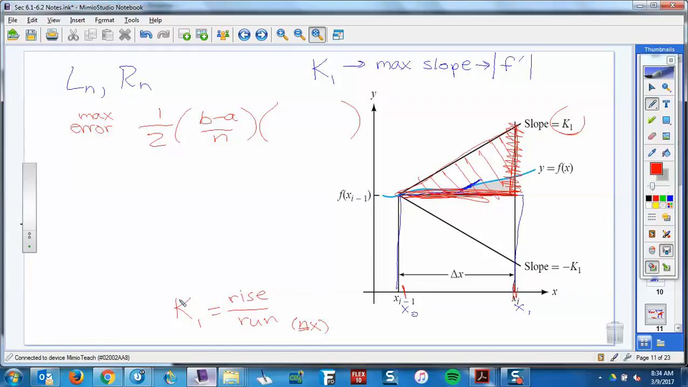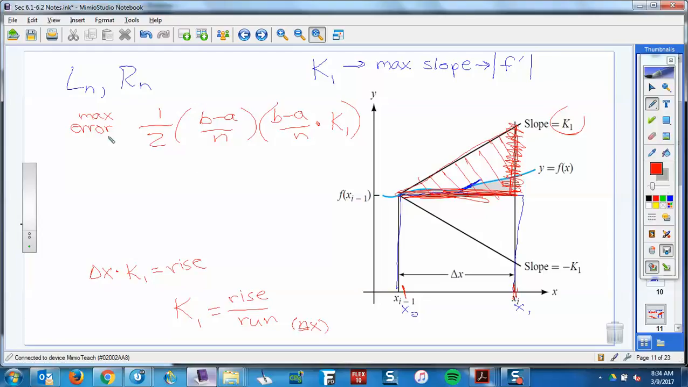So couldn't I just multiply delta x over to this side? So it would be delta x times K1. Wouldn't that equal the rise? And isn't that what this is, the rise, right? So delta x, which would be b minus a over n, times K1 is what that rise would be. That'd be this height right here.